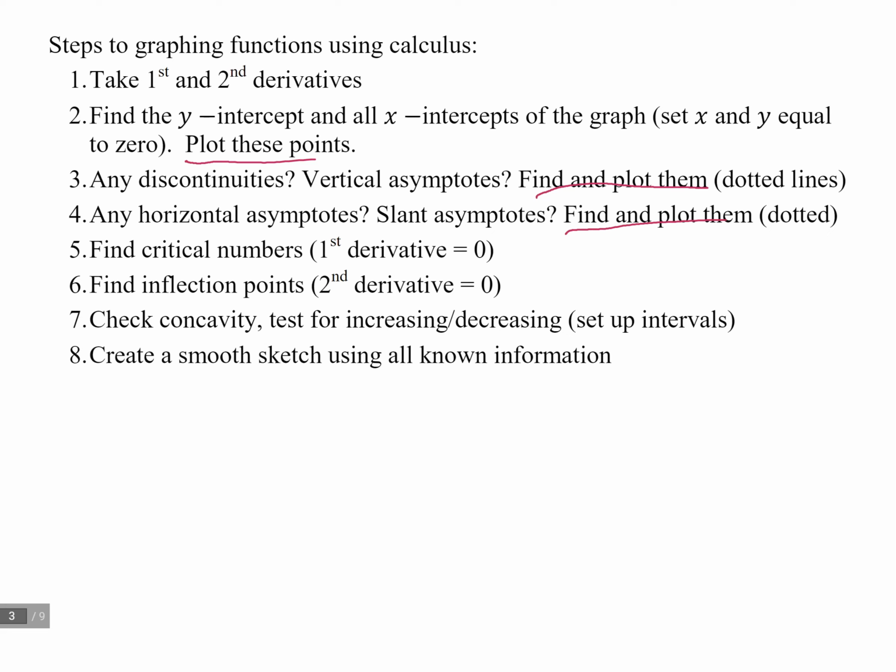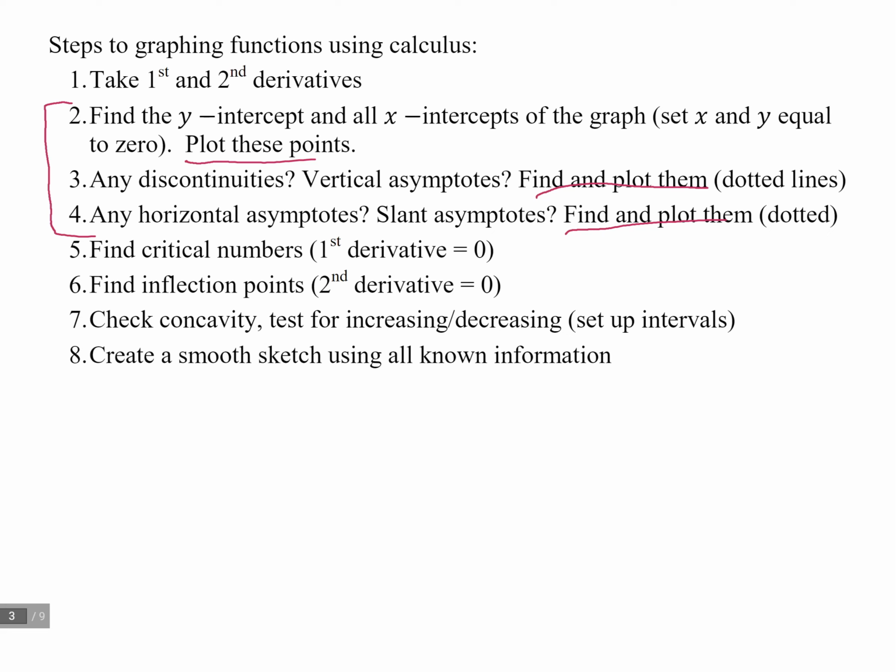Slant asymptote, we need to remember how that slant asymptote occurs. When does it occur? Pay attention to the degree of your rational function on top and bottom. Do you have a horizontal? Do you have a slant? If you do, find it and plot it. Now, these steps come in a big chunk. When I do all of those, usually I do those first, and then I do the first and second derivative.